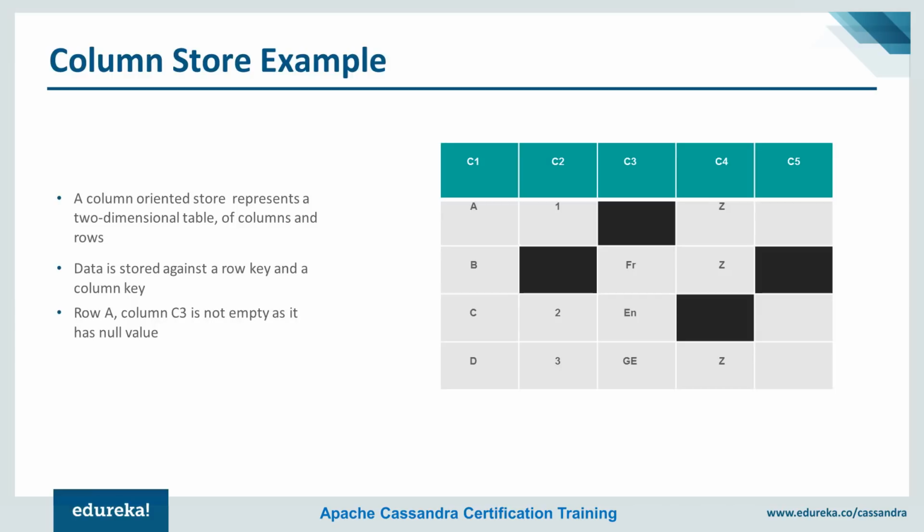So that means there might be column families, sets of columns, that have only three fields, and there might be another column family that has 10 different fields. It's even possible that all those 10 fields might be completely different from the first 3 fields in the first column family. So that's how a column store works.